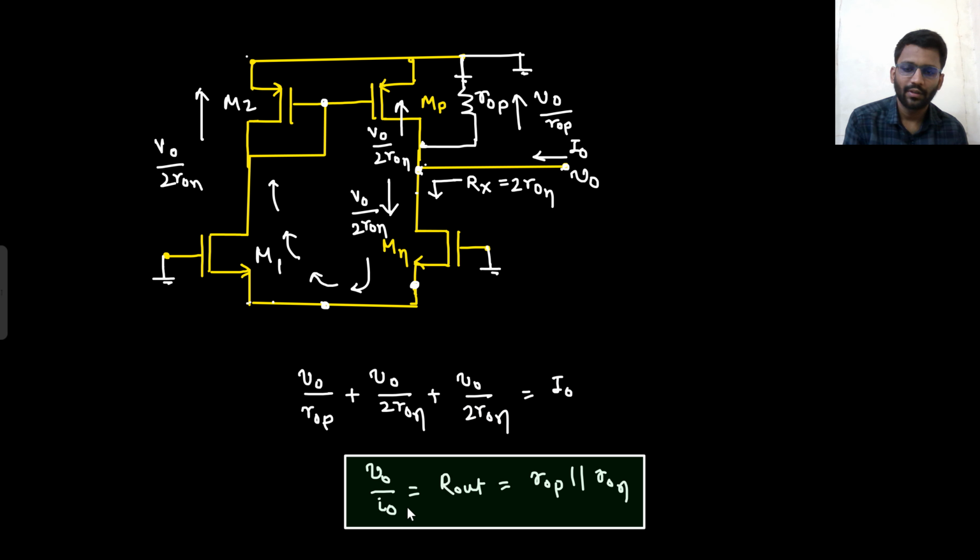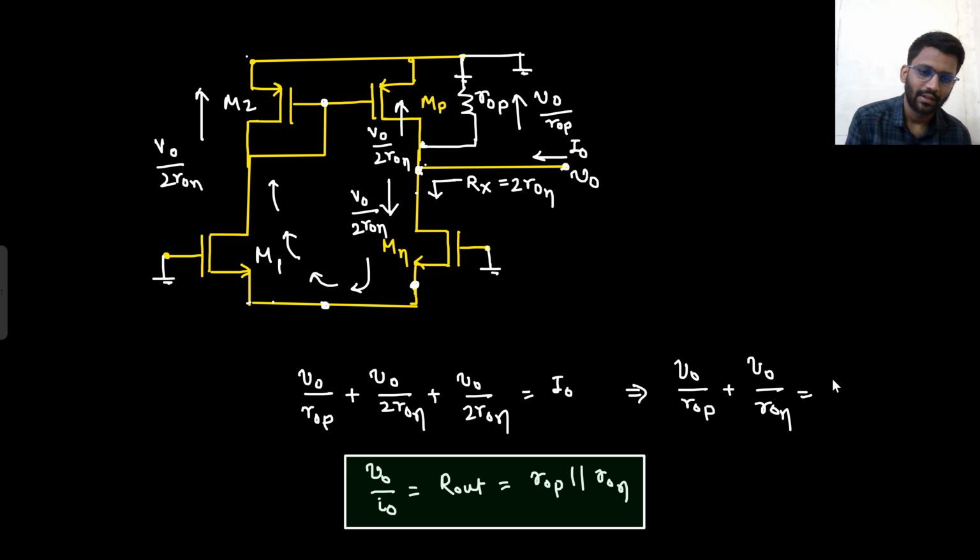Can you solve it on your own? I guess you can solve it on your own. So it is V0 upon R0P plus V0 upon R0N that equals I0. So V0 by I0 would be R0P parallel with R0N.